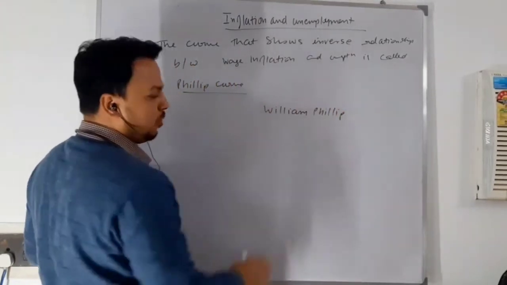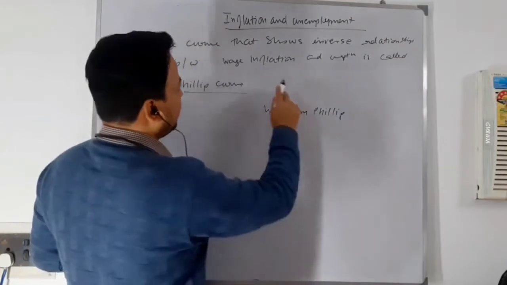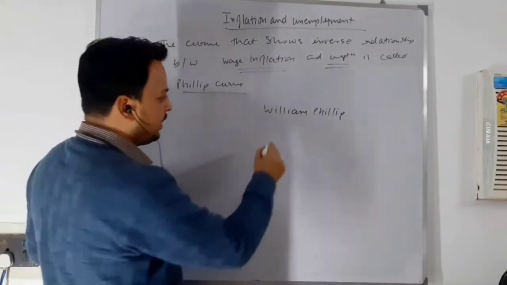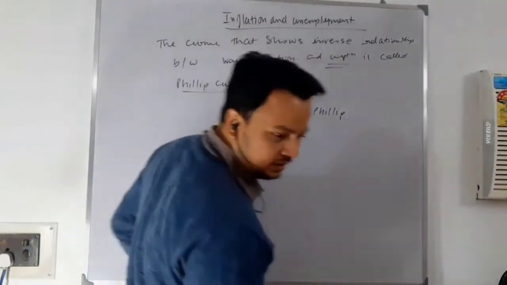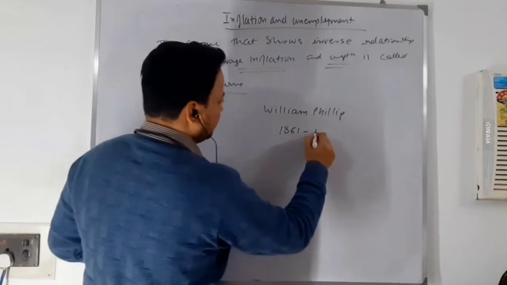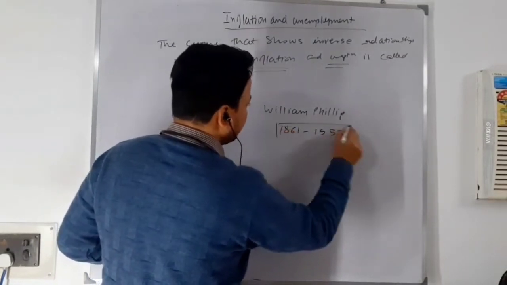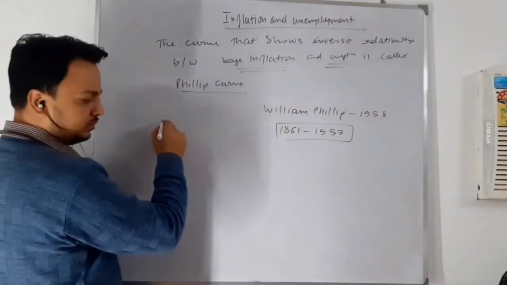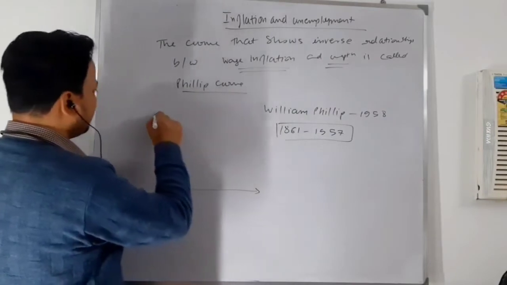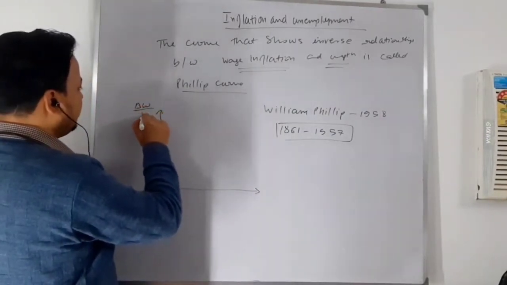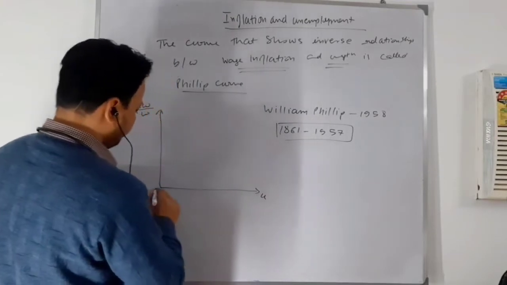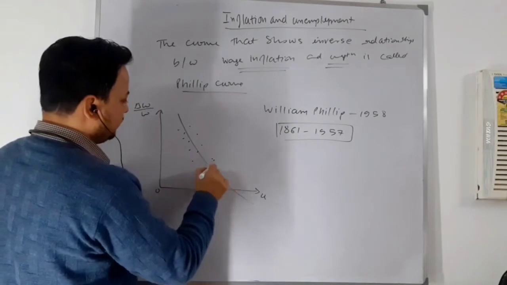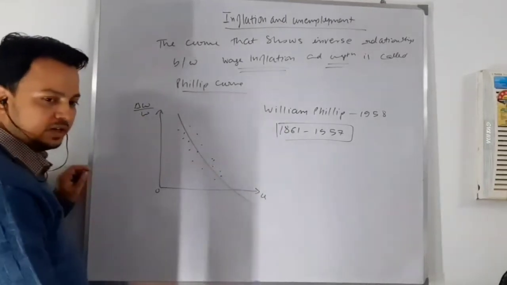And he has done the study of the UK economy, where he has looked at wage inflation data and unemployment data of the UK economy between the period 1861 to 1957, and he has published this paper in 1958. He has shown that there is an inverse relationship between rate of increase in money wage and unemployment rate.